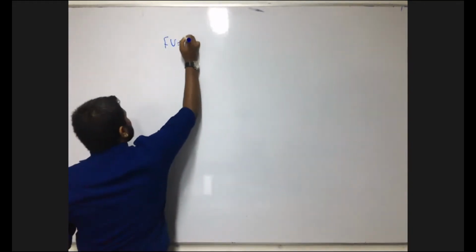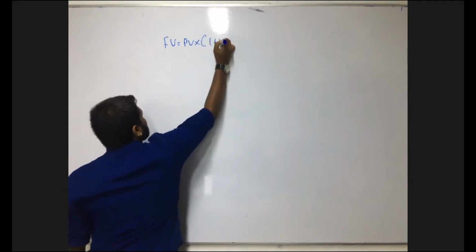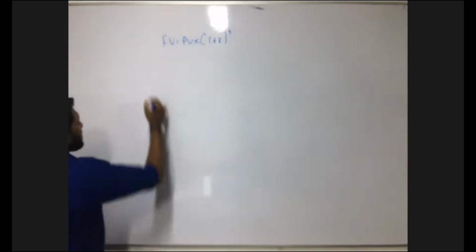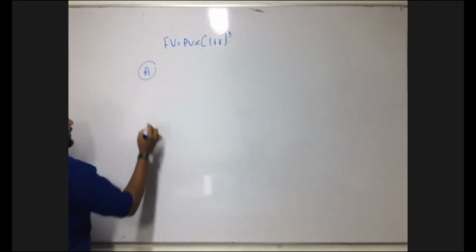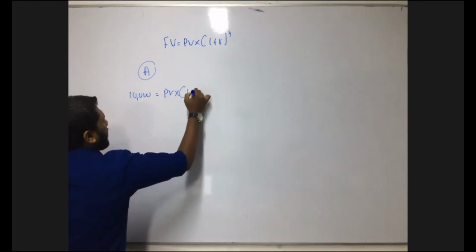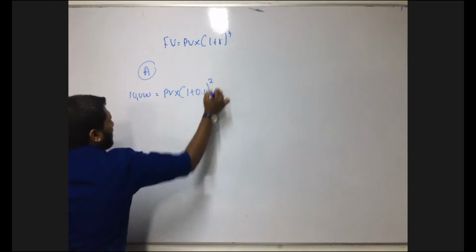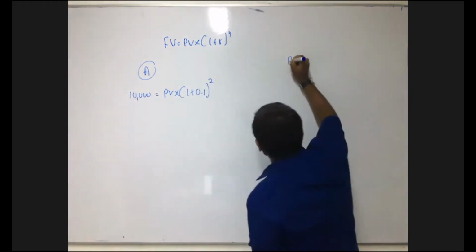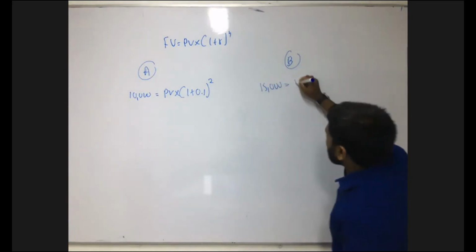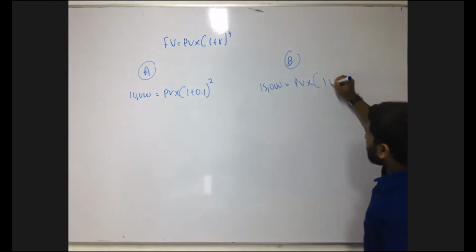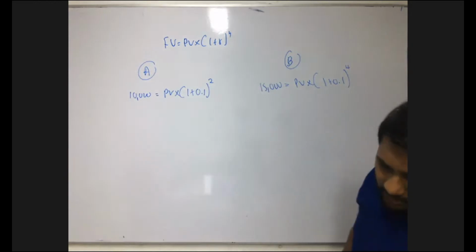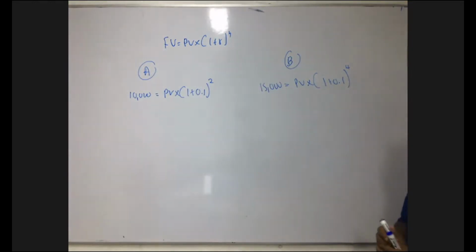Future value equals present value into 1 plus r to the power n. In scenario A, what they are telling is getting 10,000 US dollars in another 2 years' time. And in scenario B, getting 15,000 US dollars in another 4 years' time. Present value into 1 plus 0.1 to the power 4. Guys, once you are done with the question, please make sure to post your answer.